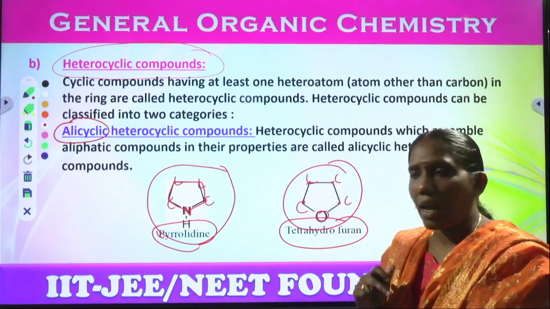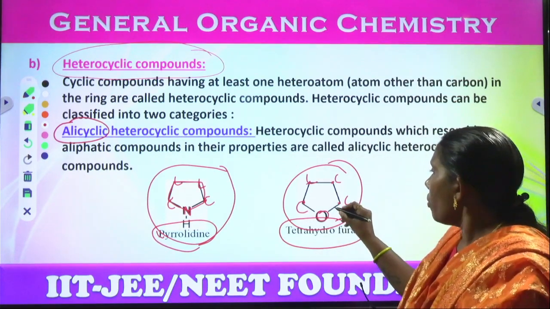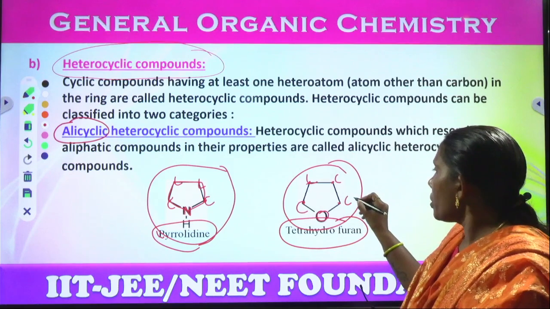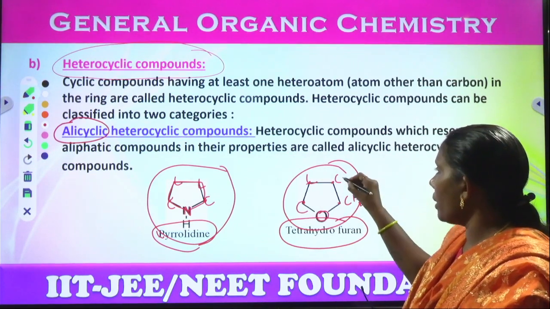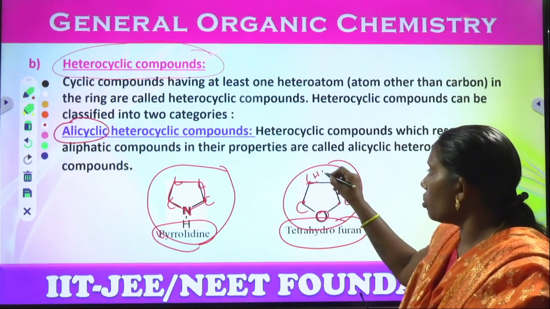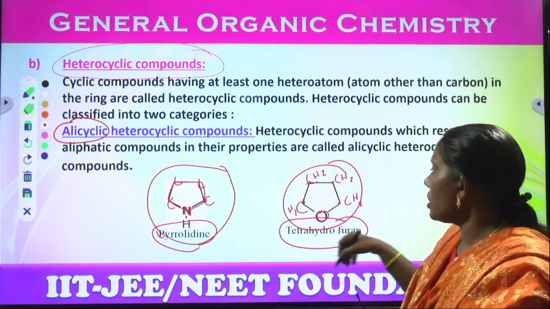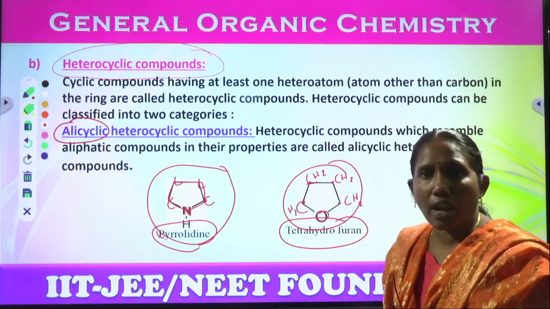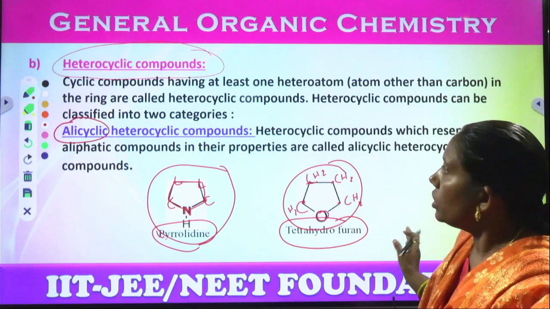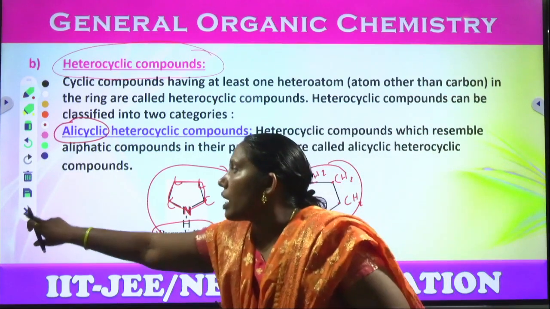Hydro is nothing but hydrogens. If you see here, this carbon has 1, 2 bonds, so it requires 2 more, that is 2 hydrogens. Here also 2, and here also 2. So this is called tetrahydrofuran. Now this is the alicyclic heterocyclic compounds.